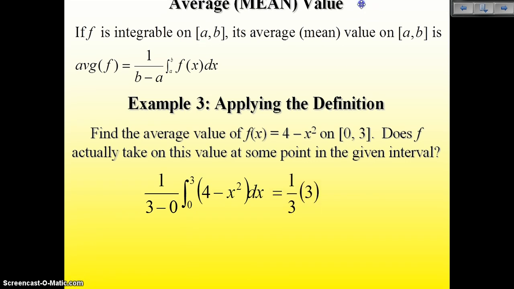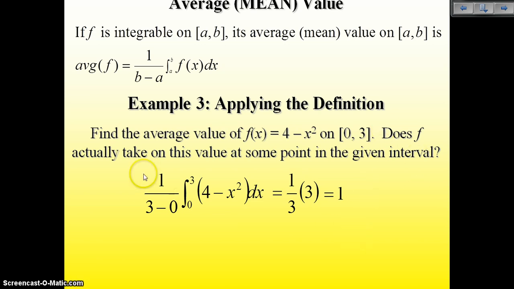Sorry, I'm going to move the screen here a little bit because we're going to need it at the bottom. Now this integral from 0 to 3 of 4 minus x squared, you could work out using antiderivatives and all, but what I would just suggest doing is punch this into your calculator. You can do this integral using the template functions on your calculator. You know how to do that. And that works out to be 3. 1 over 3 minus 0 would be 1/3. So therefore, the average value is 1.